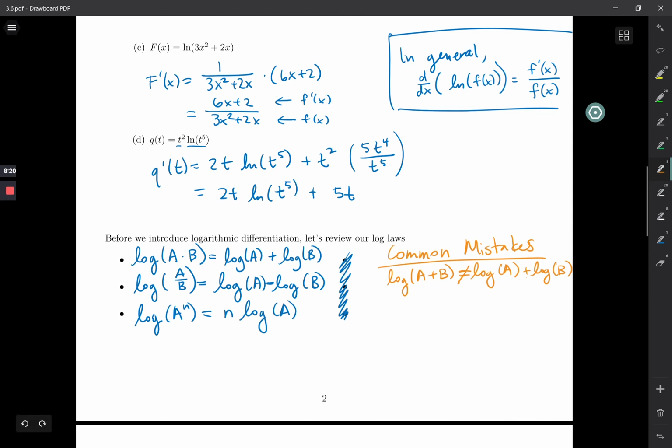Maybe I'll use a bullet. Also, it doesn't go in this direction. So I said that multiplication turns into addition. So multiplication inside of the log turns into addition outside. It doesn't go the other way. So addition inside of the log does not turn into log a times log b. Right? Okay.